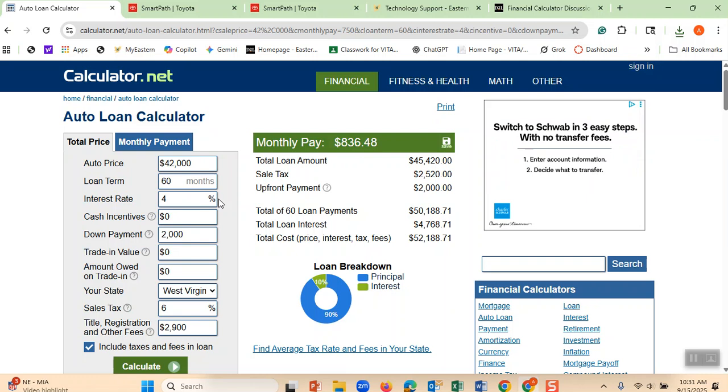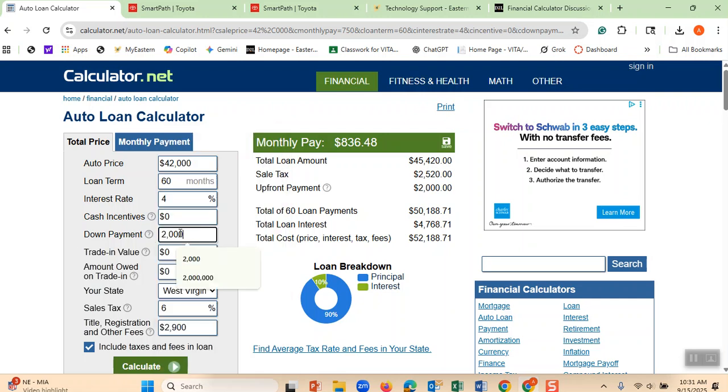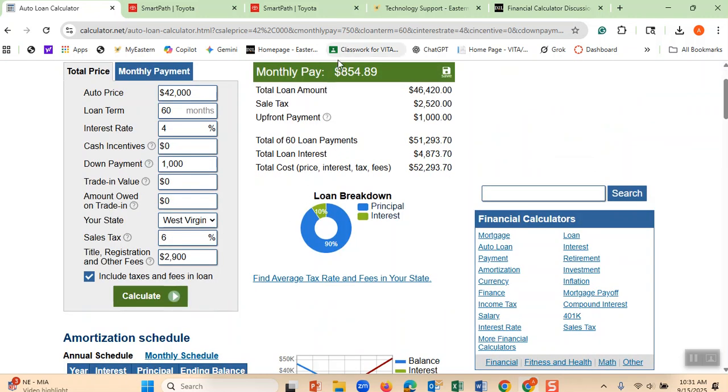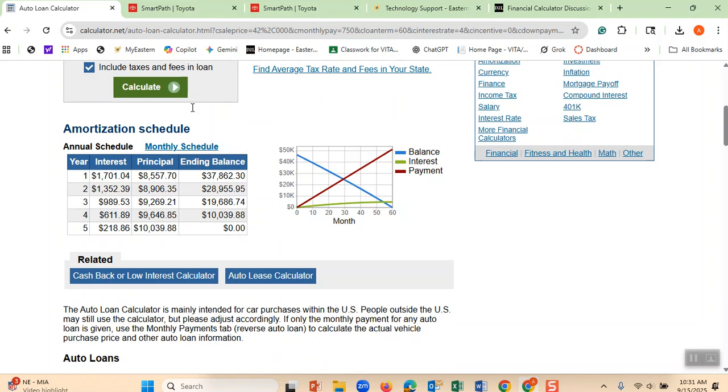understanding this calculator. Or you might tell the bank, the dealer, I don't have $2,000 of down payment. Can I go with 1,000? Let me see. If I put 1,000, of course my payment goes a little bit up. I'll click there. Instead of 836, it becomes 854. By doing so, this amortization table here changes a little.